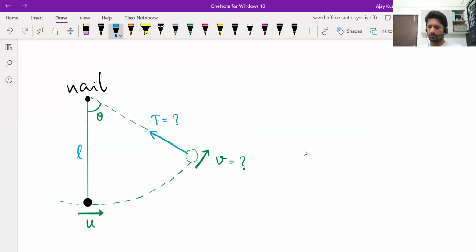Okay, do this all of you. Length of the string is known. If you want, you can take mass as m. In tension you will have mass.